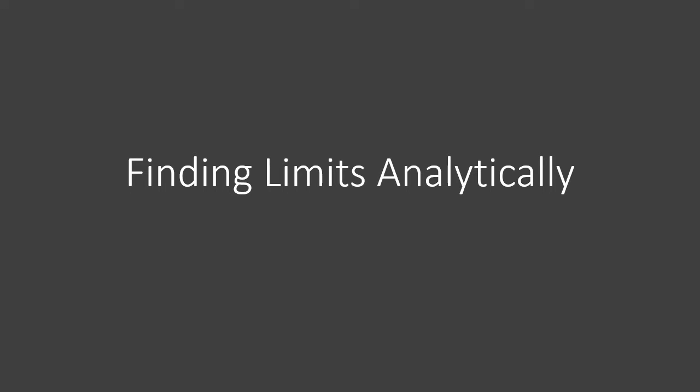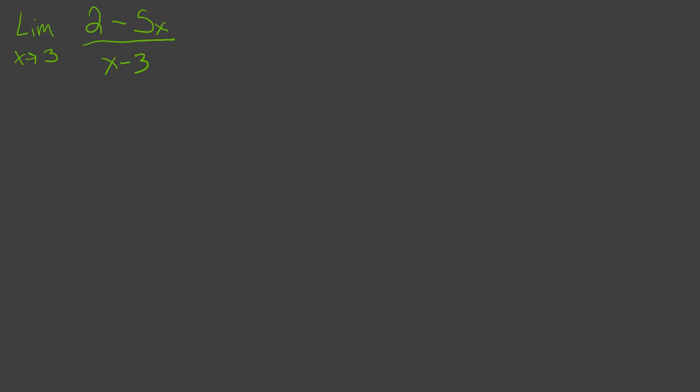We're going to do some Calc 1 today, and this is just a short video going over two examples of finding limits analytically. Alright, so our first example is the limit as x approaches 3 of 2 minus 5x all over x minus 3. Now, if we put that in, we're going to have a 0 in our denominator, which is undefined. So we have an asymptote where x equals 3.